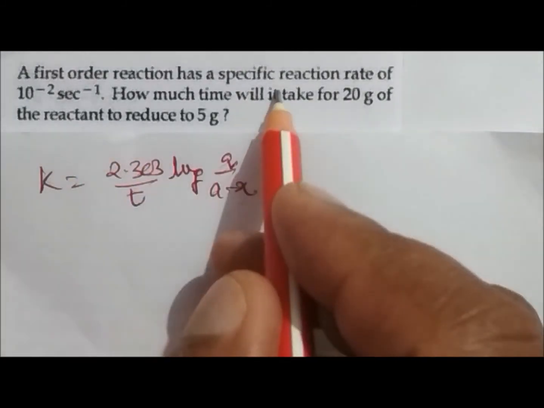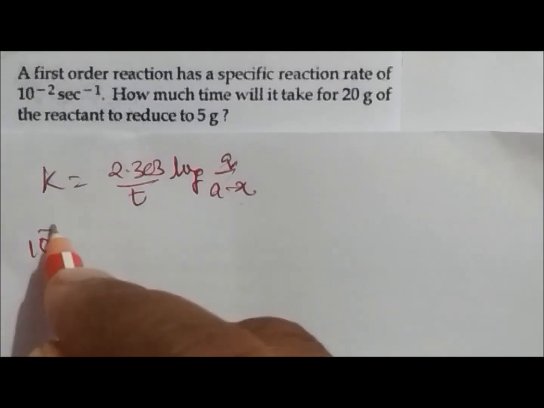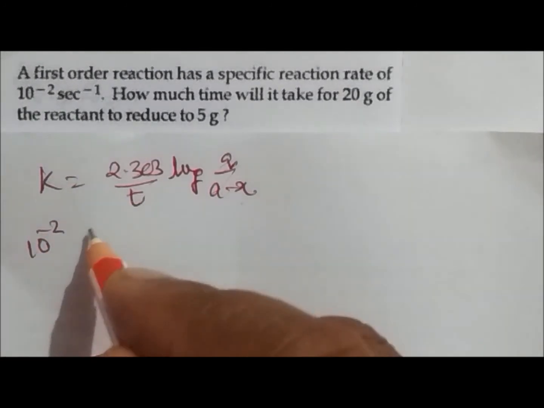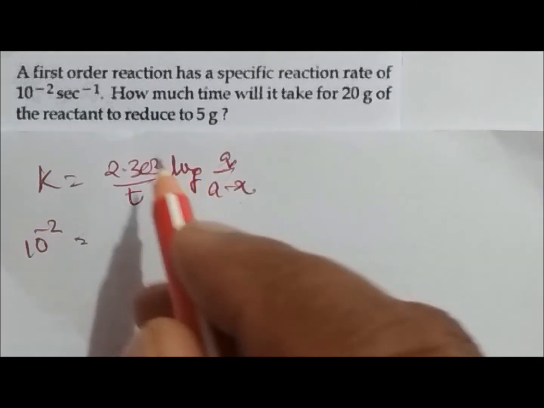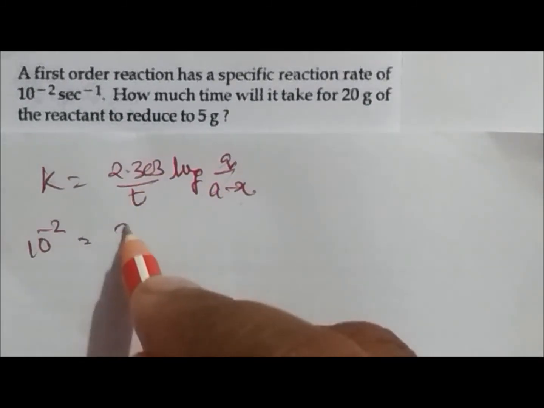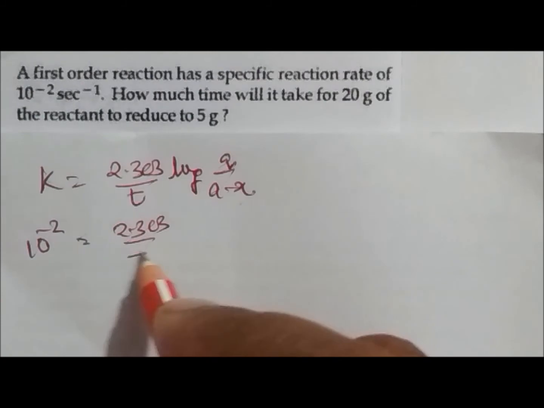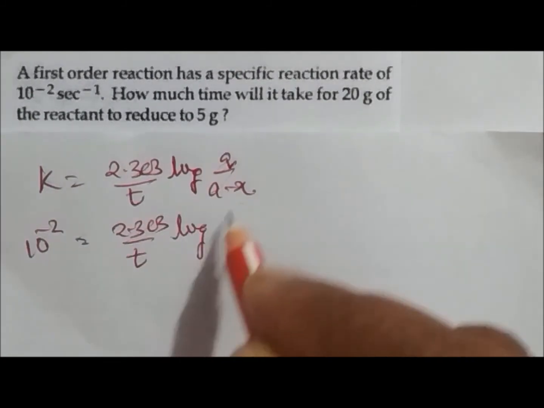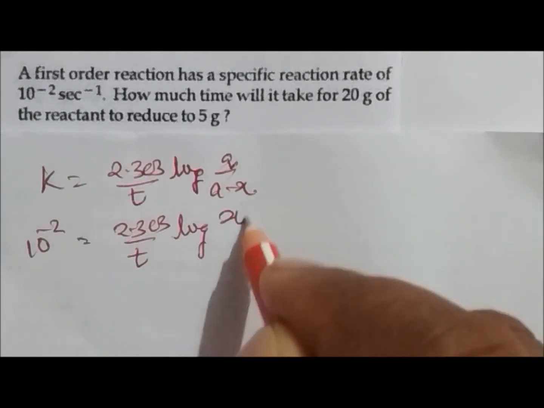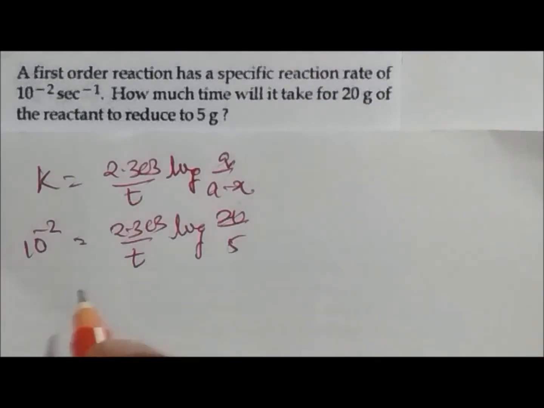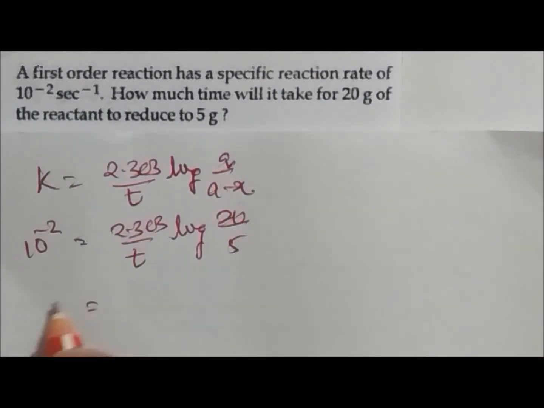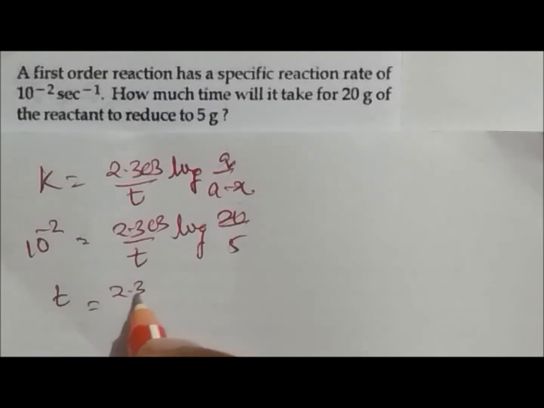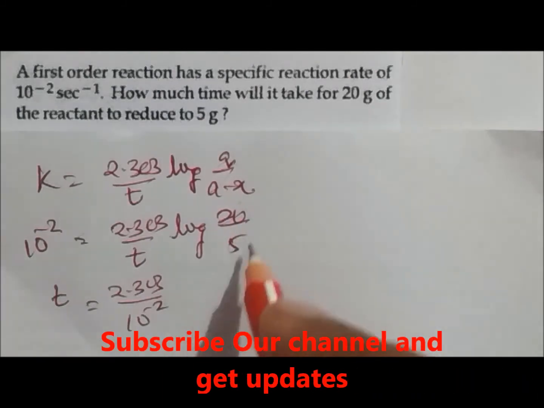So in this case, the specific rate constant is given, 10 to the power minus 2, right? And time is what we have to find. So 2.303 and the time we need to find out, and log, where a is given as 20 gram, divided by this 5 gram. We will solve it. On solving we'll get time: we can take this side 2.303 and divide by 10 to the power minus 2, and this is 4.